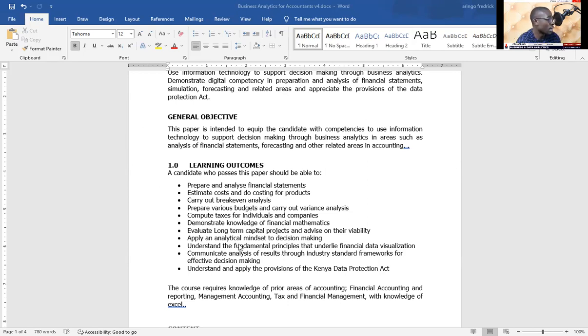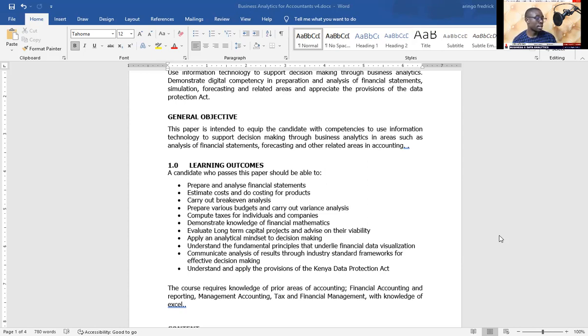So we're also having the aspect of demonstrating knowledge of financial mathematics, evaluating long-term capital projects and advising on their viability, and applying an analytical mindset to decision making. Basically, all these are the objectives, which ideally I can share with you after this video to make sure that at least you have a clear understanding of what will be expected to cover, or the main objective. Why are you training business data and analytics? So that is what will constitute there.